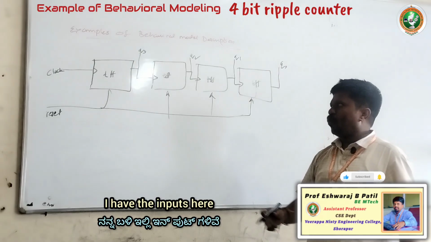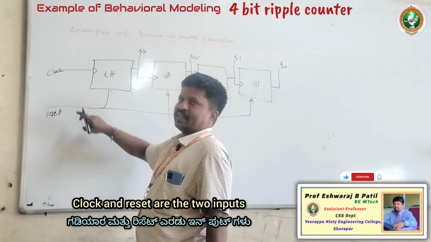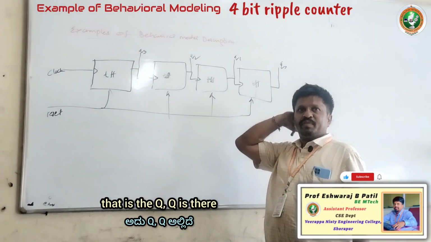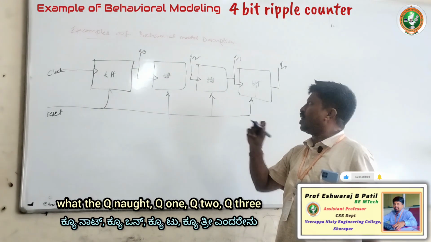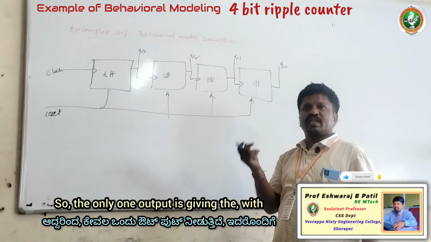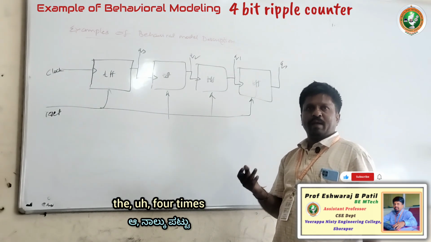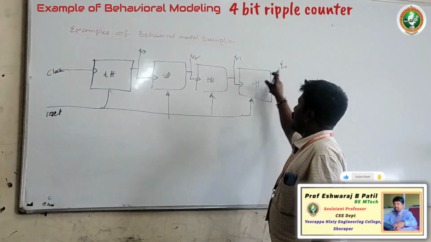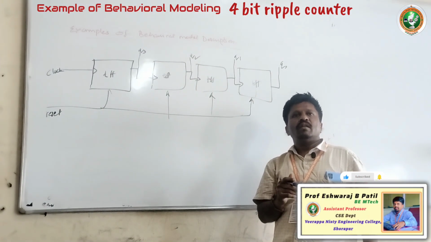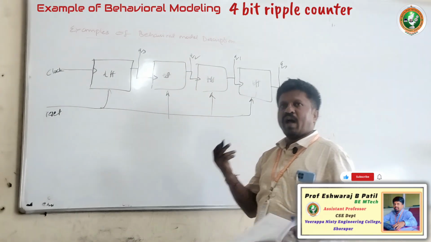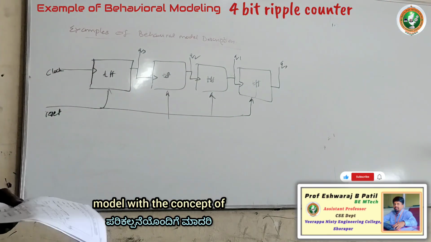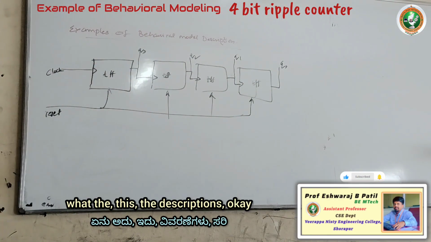I have the inputs here. How many inputs are there? Clock and reset are the two inputs. Only one output is there, which is Q, in the form of Q0, Q1, Q2, Q3. So the one output is giving 4 bits. It means we can represent this Q with the help of vector form. So we already need this.